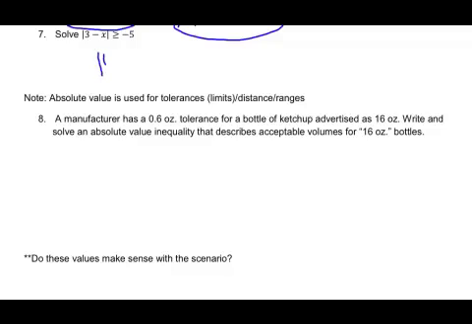So in this case, the solution is all real numbers. So we need to look for those special cases. Again, like I said before, make sure that you're looking at the problem, looking at the solutions, make sure that it's making sense.